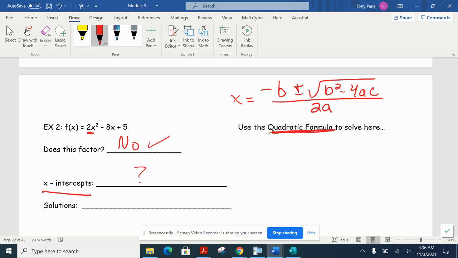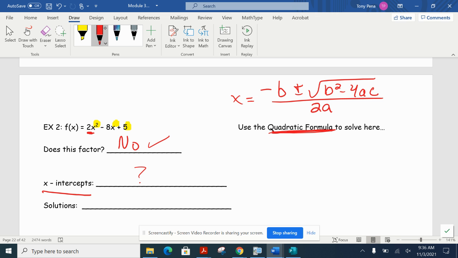The a's, b's, and c's, all those variables we get from this equation, as long as this is in standard form, which it is. Standard form means you have your x squared term, and then your x to the first term, and then the no x term, in order. Those are your a, your b, and your c.